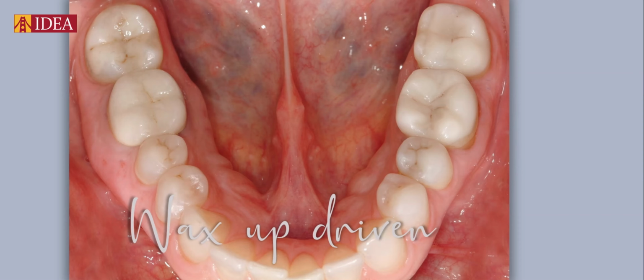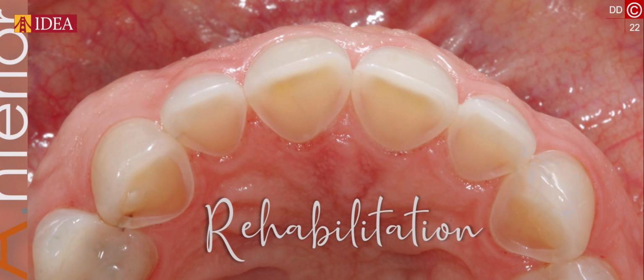We can use some indexes also to guide the placement of composites. I don't have the time to go into so many small details of the techniques, but of course there are many ways we can improve the reliability of our buildups in order to be perfectly in line with the pre-treatment wax up.